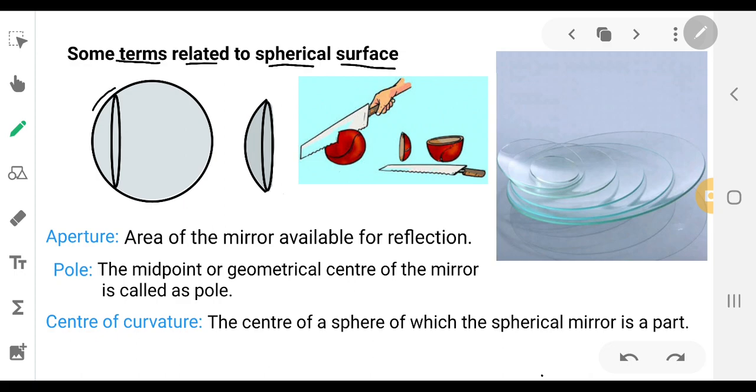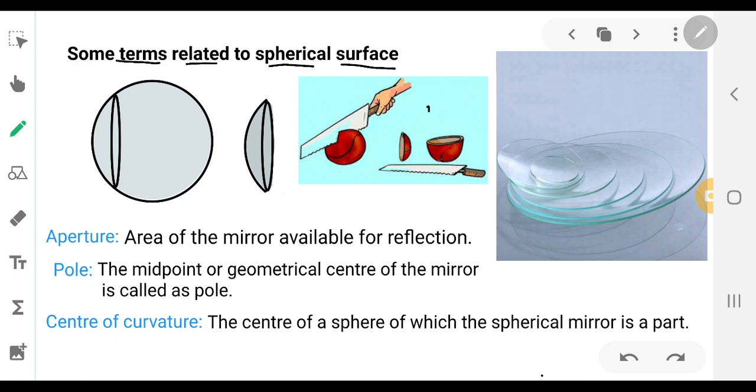Take that small cut portion out from the sphere. Then you are going to get a structure like this, a spherical surface. Why do we call this a spherical surface? As it is a part of a sphere.